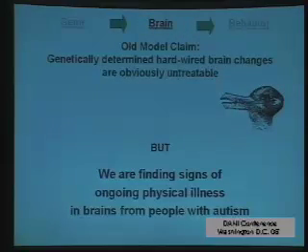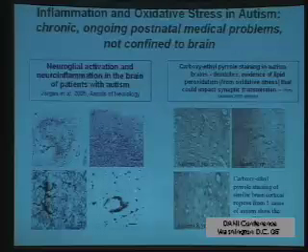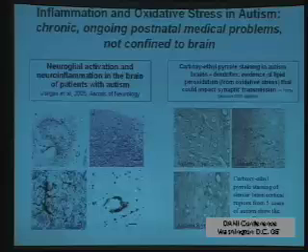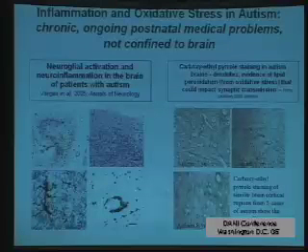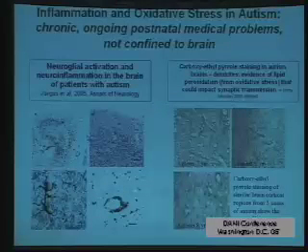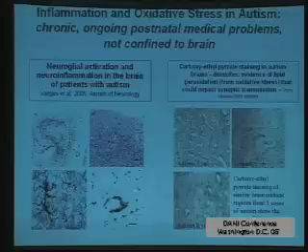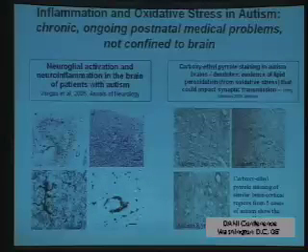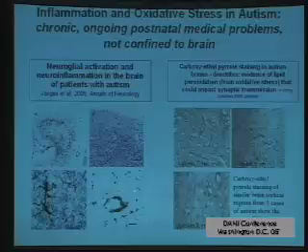Okay, now, another old model claim: genetically determined, hardwired brain changes are obviously untreatable. But we're finding signs of ongoing physical illness in the brains of people with autism. This is data from Vargas, Zimmerman, and Pardo at Hopkins, this one on the left, and this is activated microglia and astroglia, signs of ongoing inflammation in autistic brains, and they also measured inflammatory chemokines and cytokines.